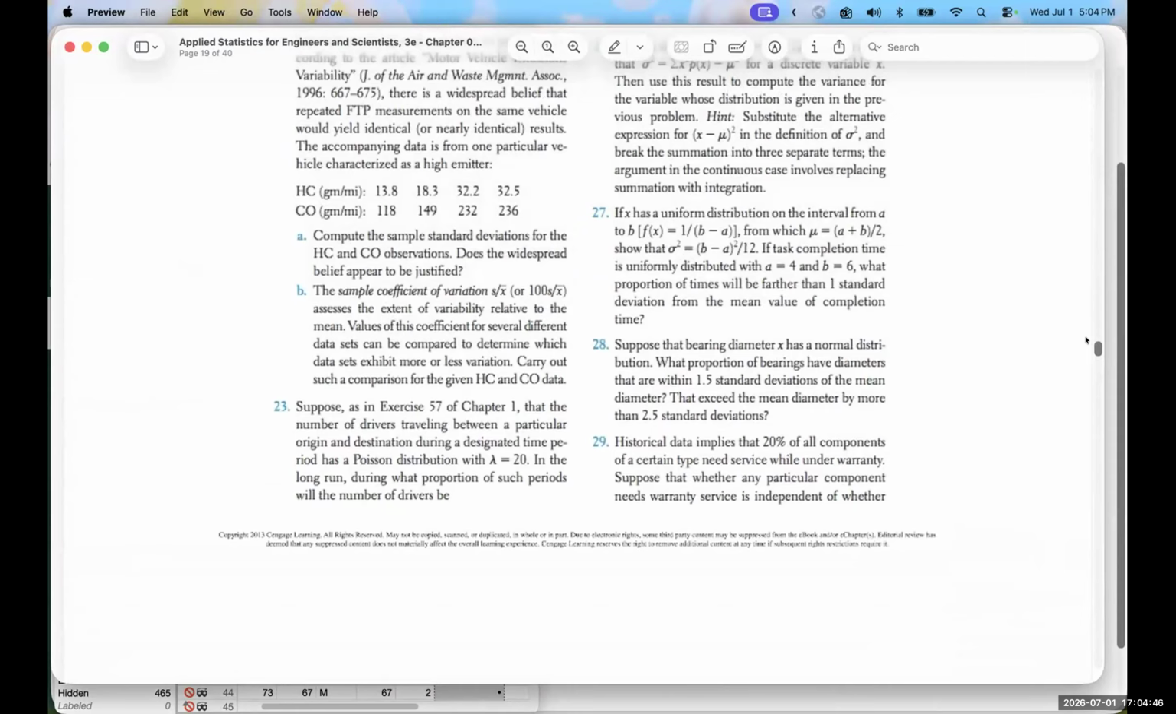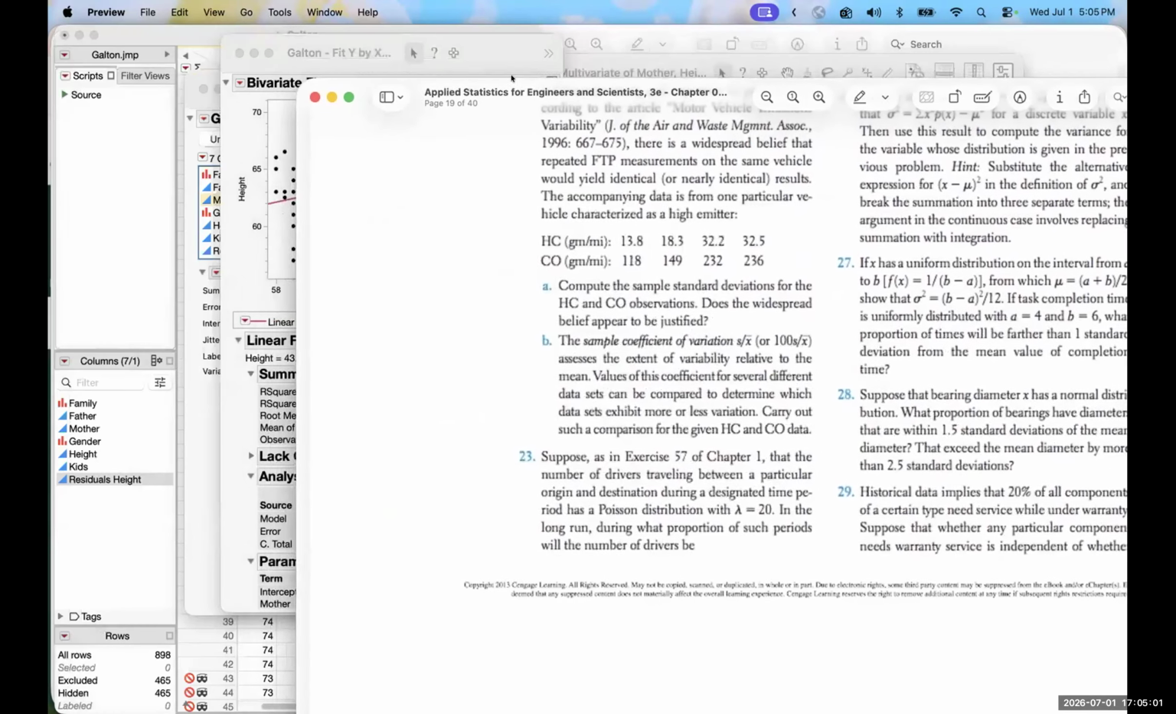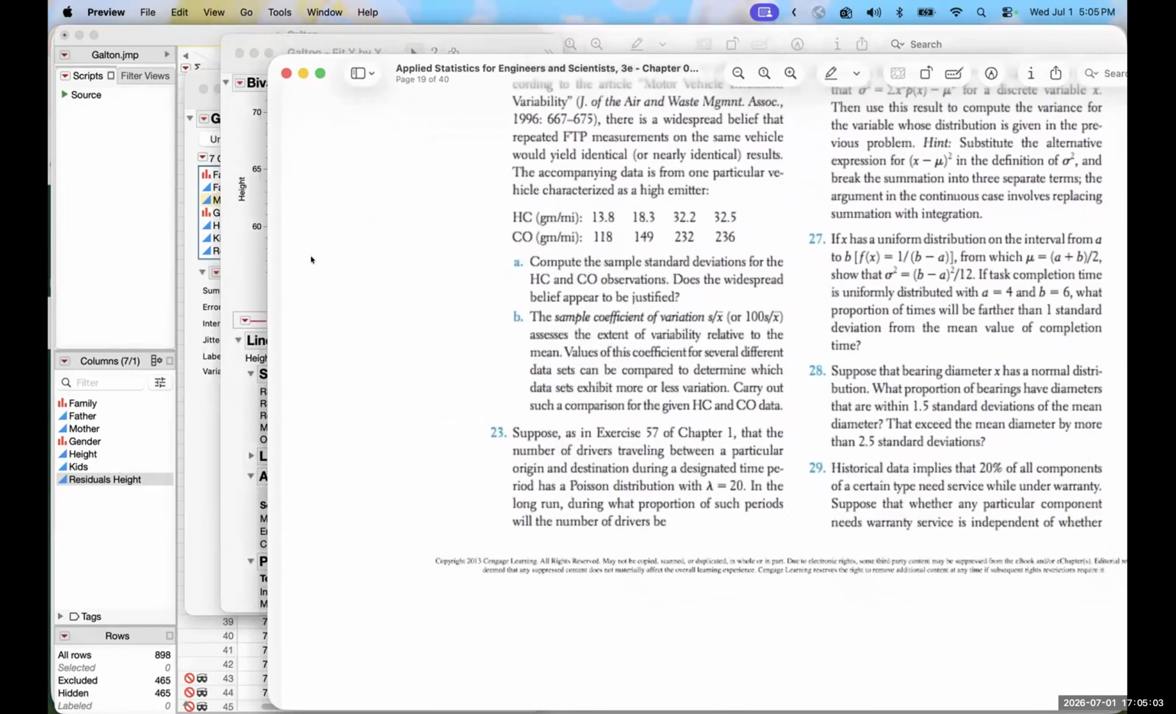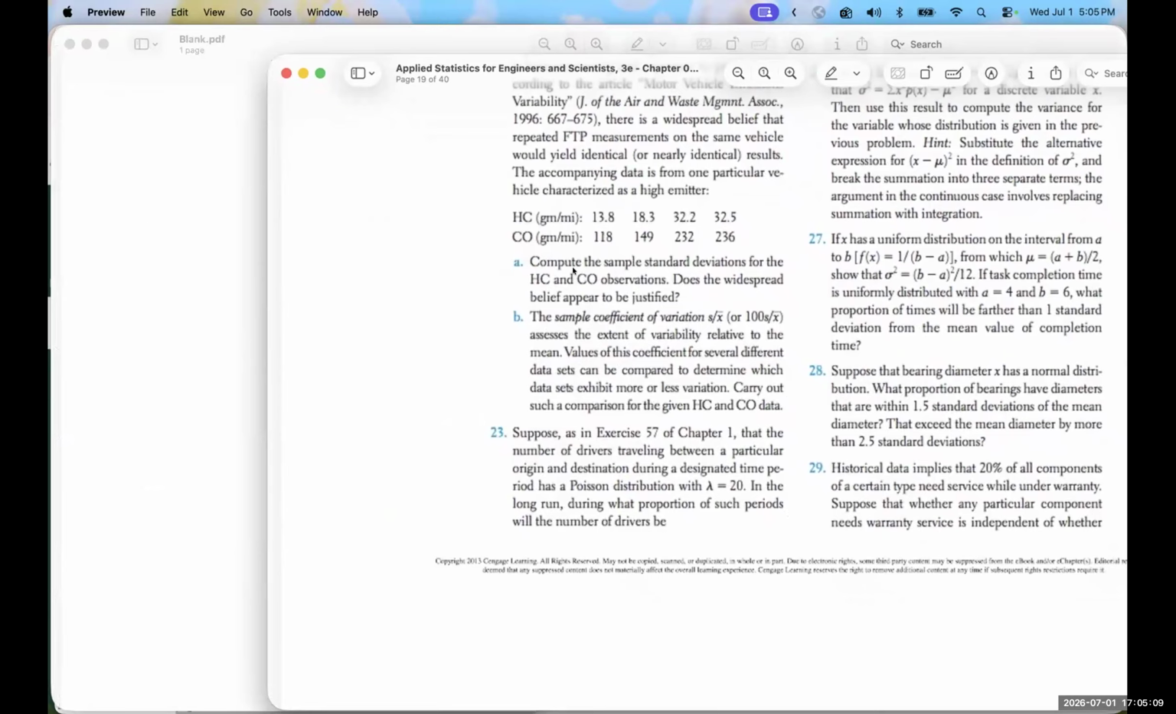Honestly, when it comes to a problem like this, I would just get confused about whether it's meant to be plugged into JMP to solve it or not. Nope, this is a do-it-by-hand. Okay, because I'm confused on the portion of times that will be farther than one standard deviation from the mean value of completion time. I'm just lost on where to even start.